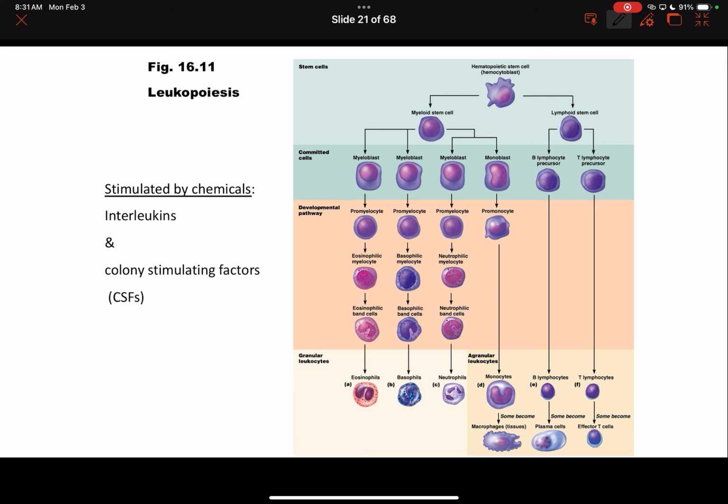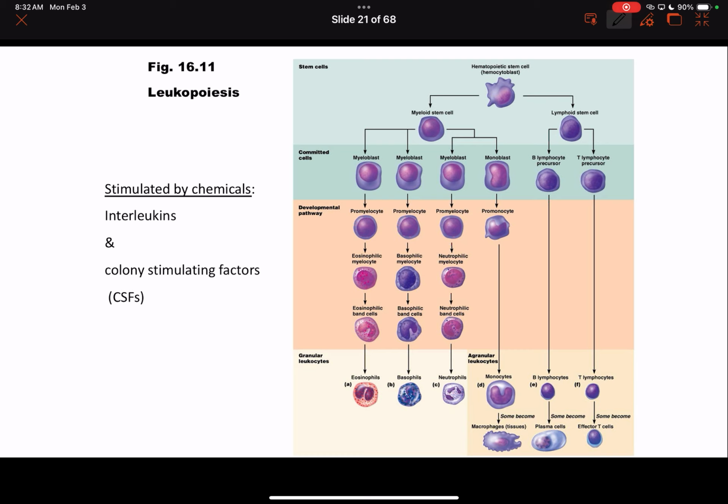So we talked, what was the hormone that increases red blood cell production? EPO. Okay? We have different chemicals or hormones that are going to control white blood cell production, and those are interleukins. They're usually numbered like IL-3, IL-5, numbers like that, but you just need to know them as a group. They're interleukins. And then also colony-stimulating factors. So these are going to direct white blood cell production.